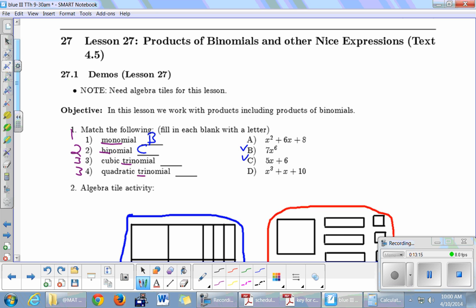And you can see there's like another word in front of trinomial for each of these options. Let's see, cubic and quadratic. So which one is which? Cubic is D. Cubic is A. So they both have 3 terms.